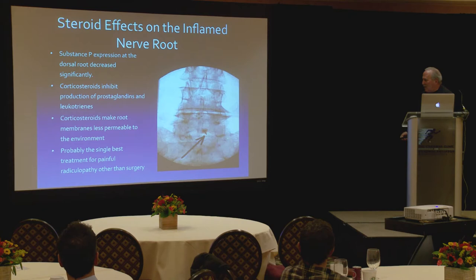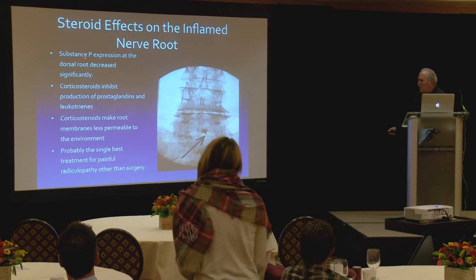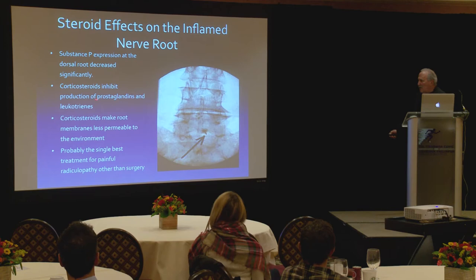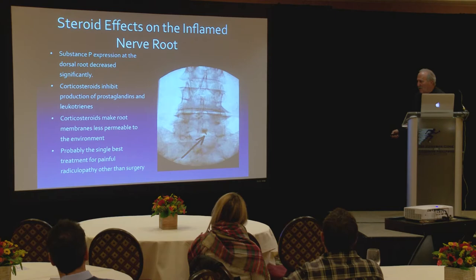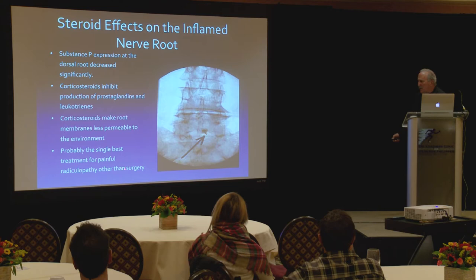So this is what a steroid effect does onto the nerve root. Substance P expression at the dorsal root is decreased significantly with steroids. They inhibit the production of prostaglandins and leukotrienes through the arachidonic acid pathway. They make the root membranes less permeable to the environment. Why is that important? Because that disc herniation is full of noxious chemicals, and so it's less exposed. And in my opinion, the single best treatment for a painful radiculopathy other than surgery, and sometimes even better.